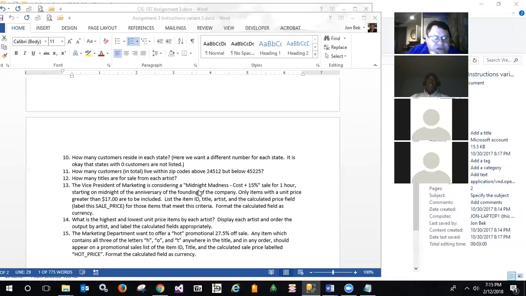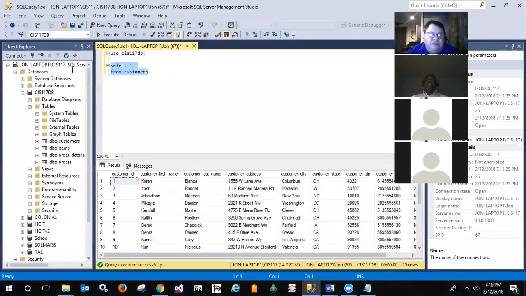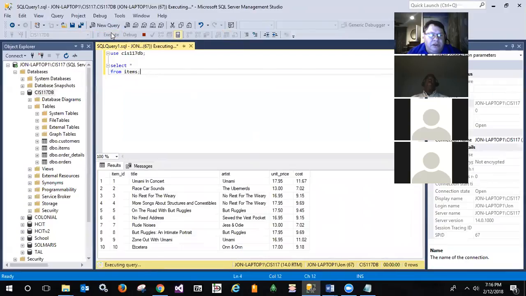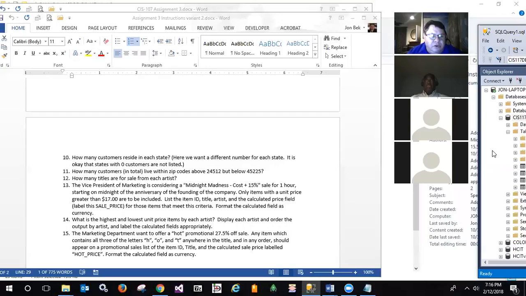The vice president of marketing is considering Midnight Madness, cost was 15, sale for 1 hour. Okay, so we're working on items table, the unit price, and we want to format as currency. So I always like to start my work with a select star. So here's our items table. Okay, and then let's look a little bit further.